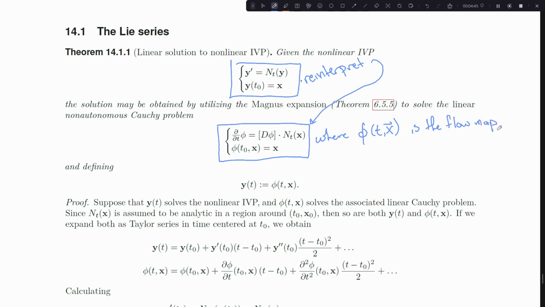And in fact, now I'm reinterpreting this as a PDE, right? This is a PDE. You can see I have a partial t right away. And then I actually have this D phi right there. And I'm sure you all know where this is headed. D phi is the Jacobian.